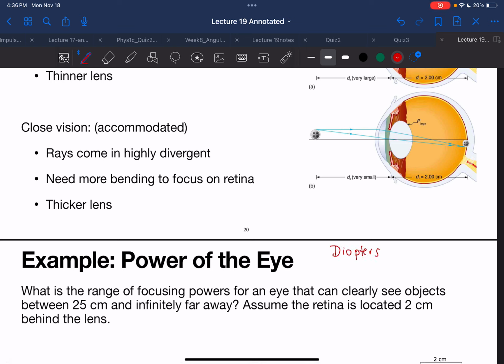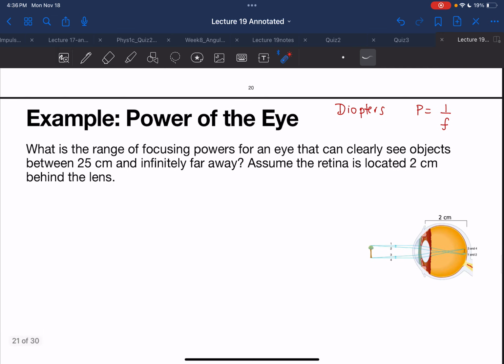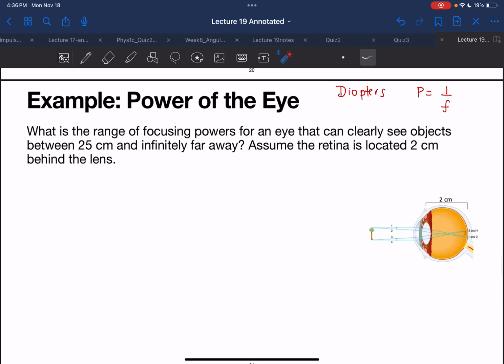So recall from earlier that power for a lens is 1 over the focal length. So we just want to find the range of focal lengths for the eyes, which will give us the range of the powers for the eye. All right, so let's go ahead and approach that. So let's read through the question.